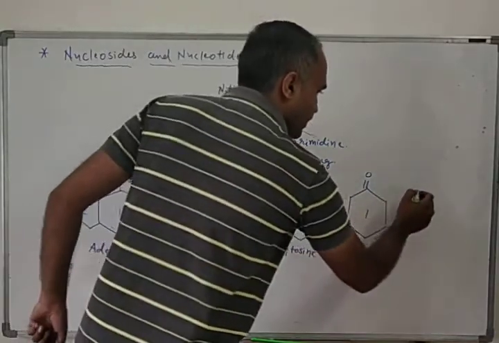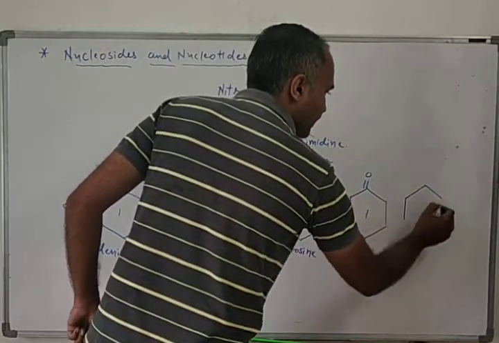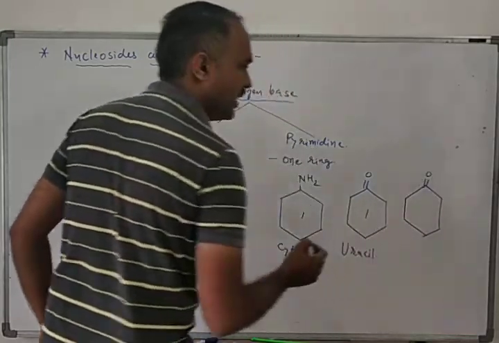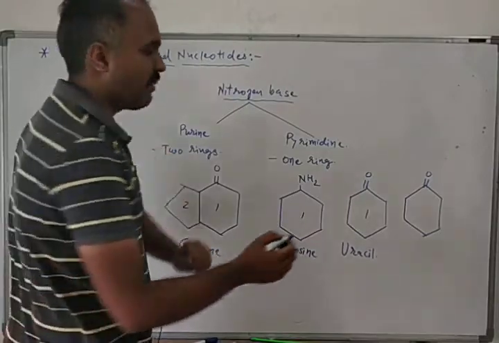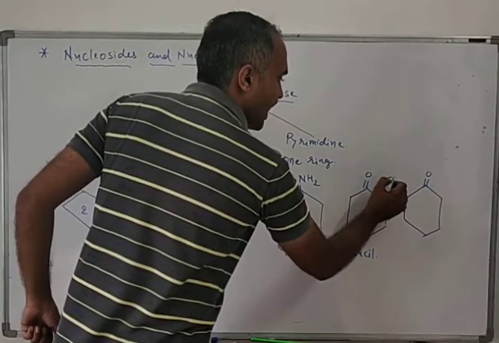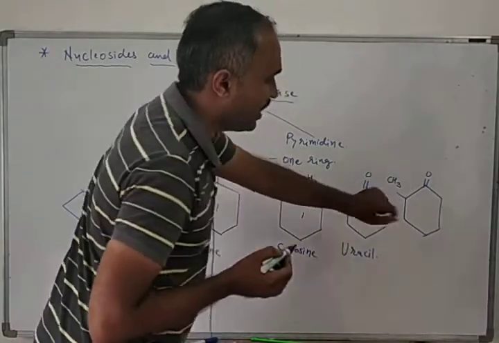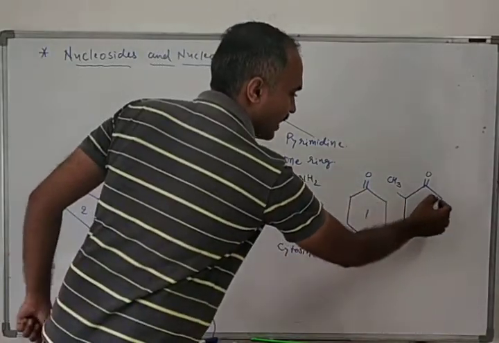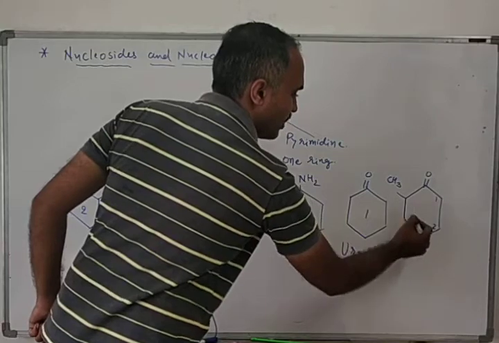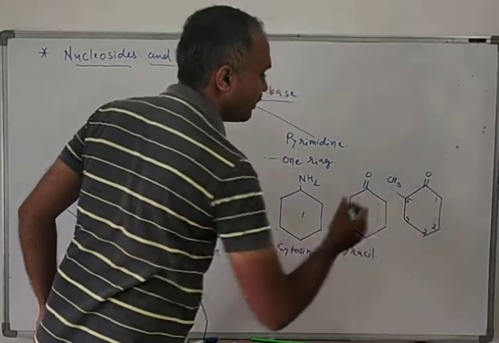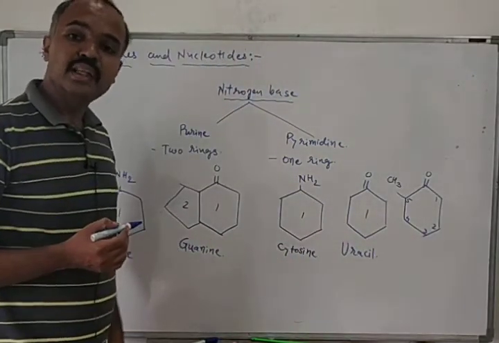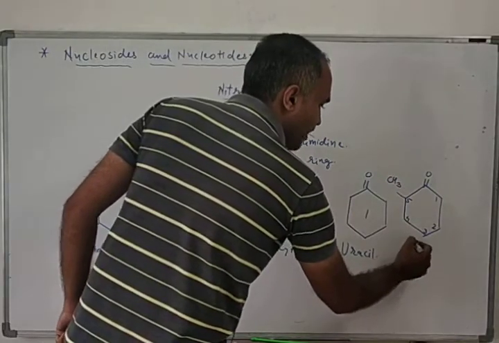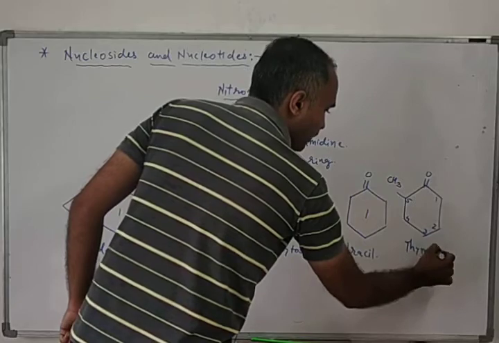Okay. Then one heterocyclic ring. On the top of that, oxygen is present, and on the fifth carbon, a methyl group is present. See, here the fifth carbon is there. This is the first carbon, second carbon, third carbon, fourth carbon, and fifth carbon. On the fifth carbon, if a methyl group is present, then this ring is known as thymine.